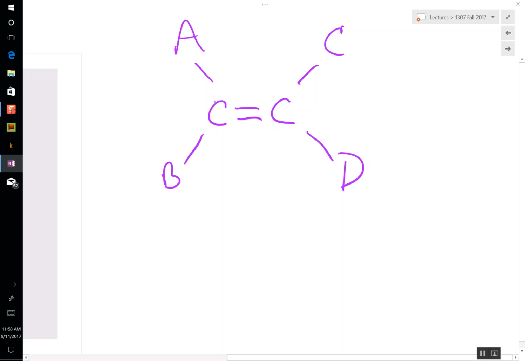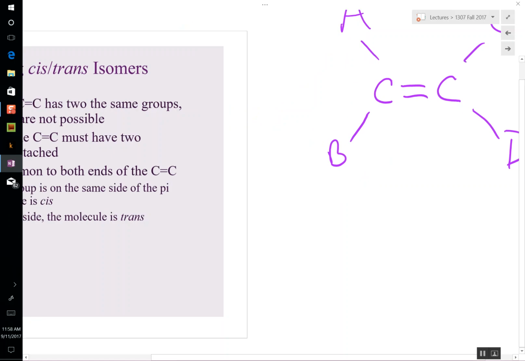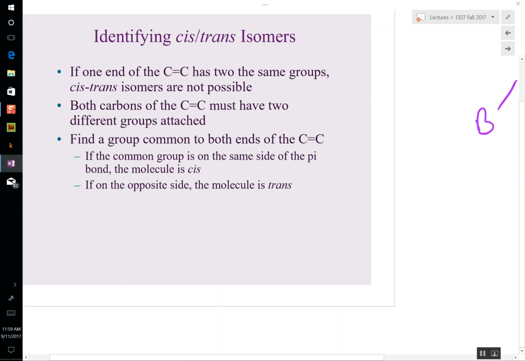Both carbons have to have 2 different things on them, and then each carbon should have something that is the same as something that's on the other carbon. That's basically what this is saying. Both carbons must have 2 different groups attached, and then find a group common to both of the carbons. And if you got that, then you've got cis and trans. So let's take a couple examples.